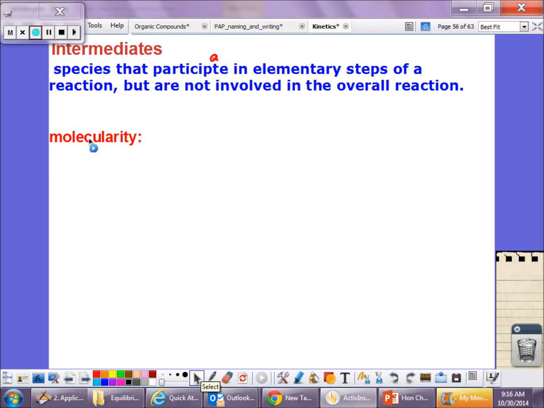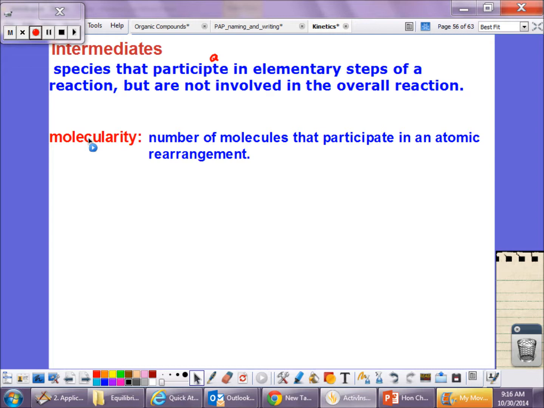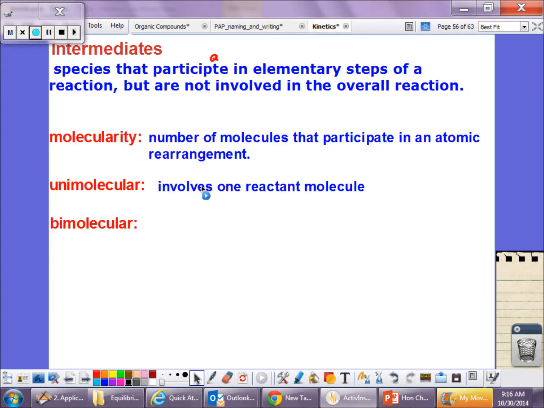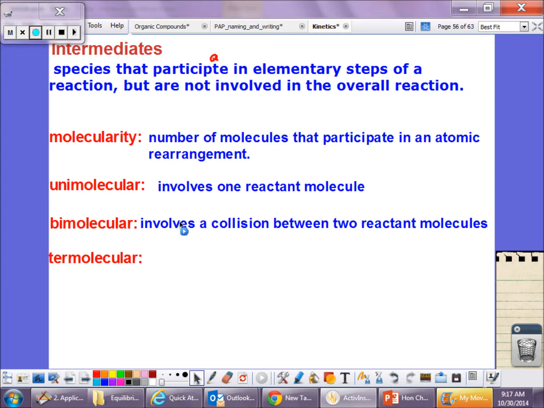Alright. Molecularity. The number of molecules that participate in an atomic rearrangement. Unimolecular. There is only one molecule that is involved as a reactant. That means if you have a reactant that will decompose, there is only one reactant involved. What is bimolecular? Bimolecular means you have the collision between two reactant molecules. And then termolecular, which is very, very rare.